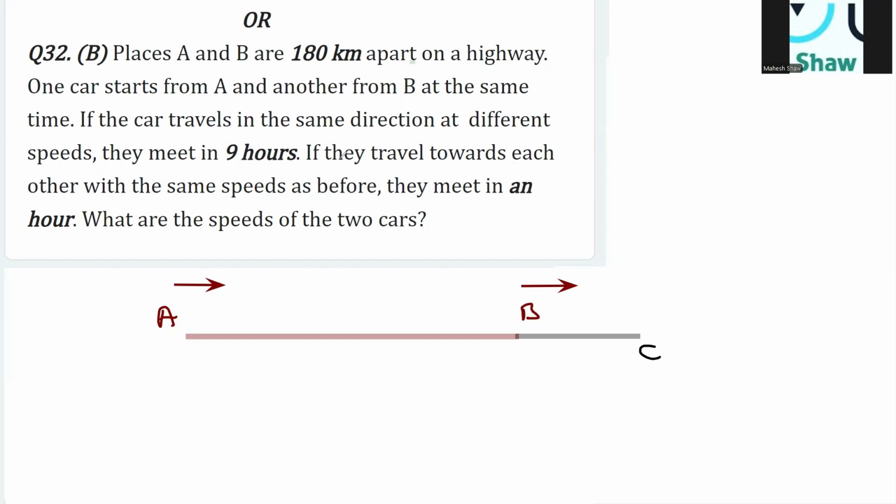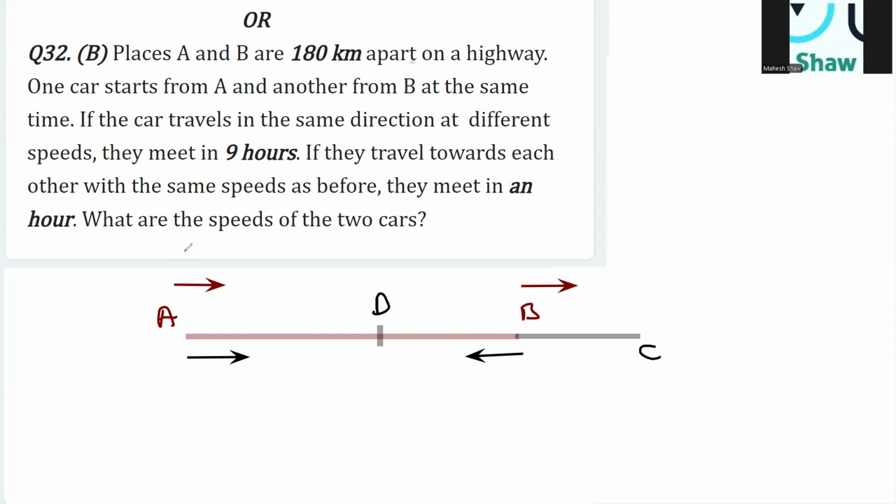And when they travel towards each other, that means this time the car is moving in this direction and B is moving in this direction, they are meeting at some point. Let's say this is the point D where they are meeting, when they move in opposite direction.